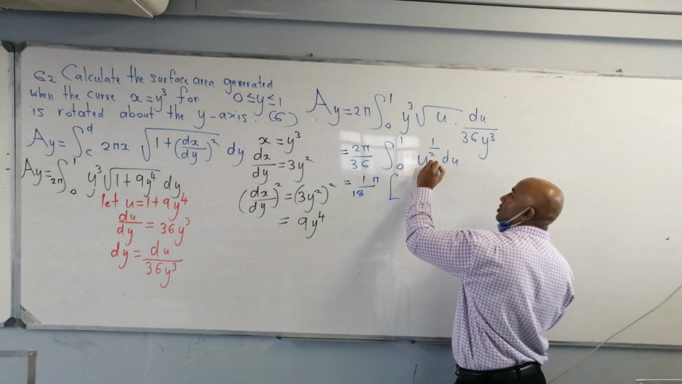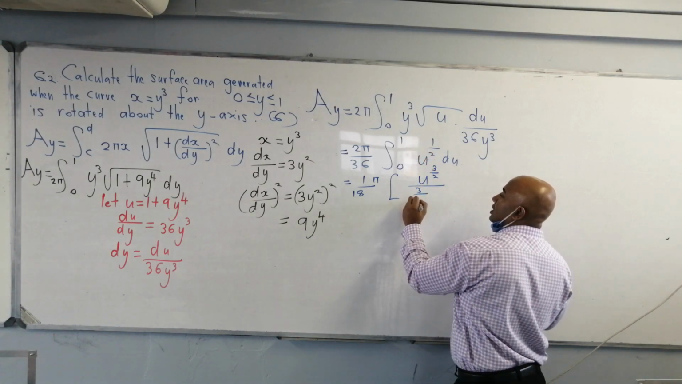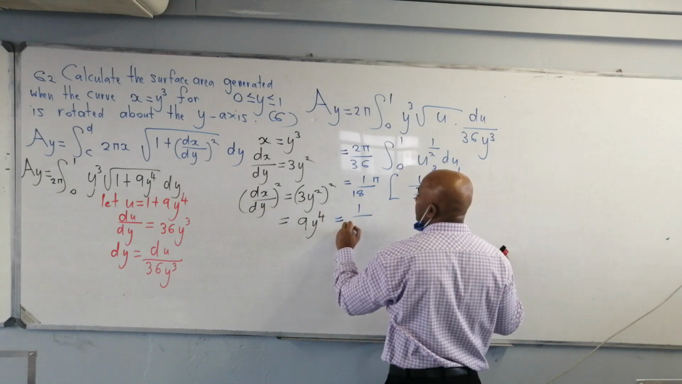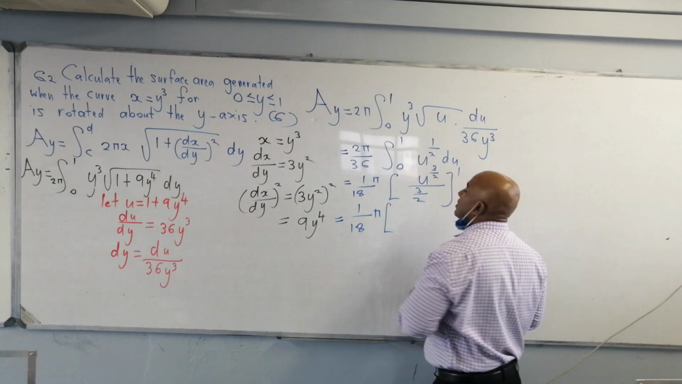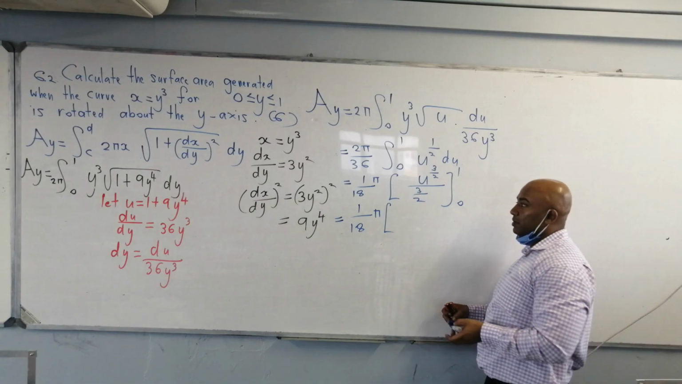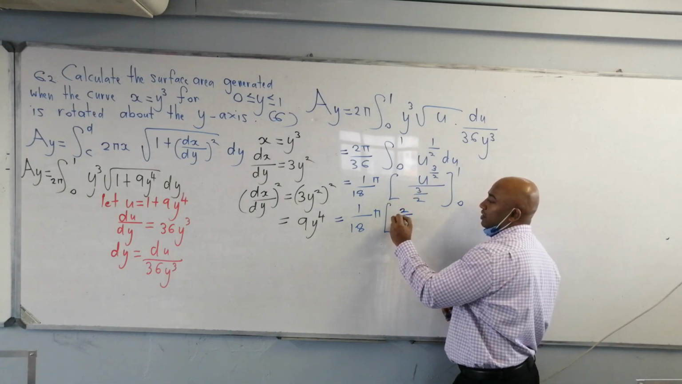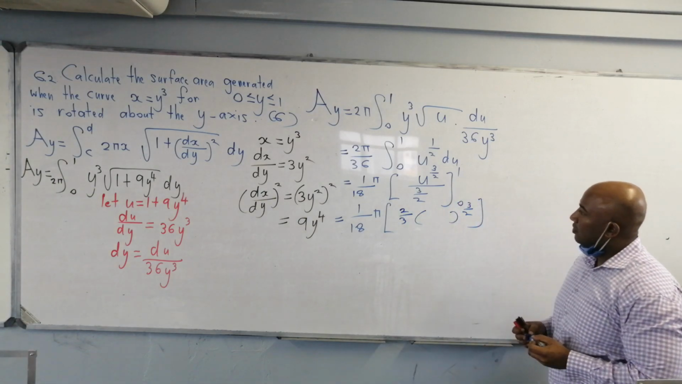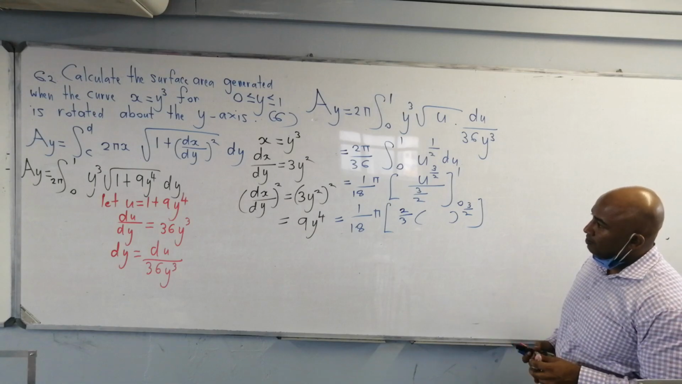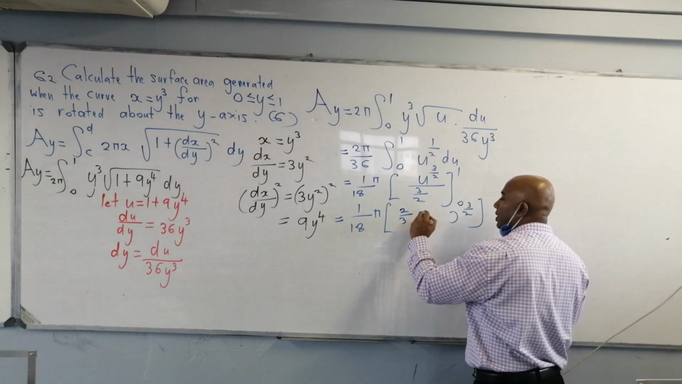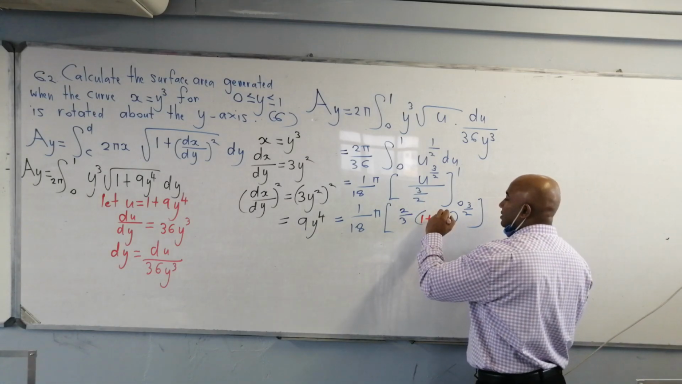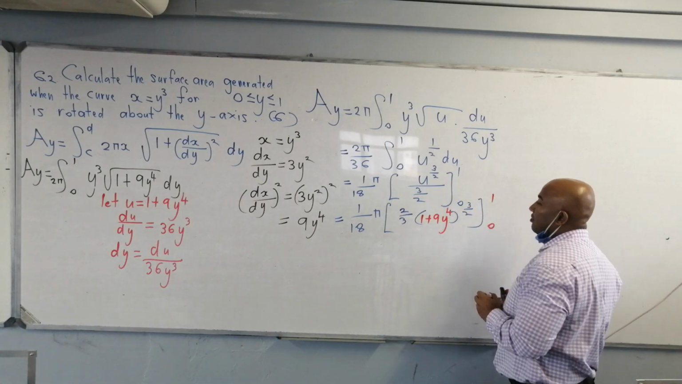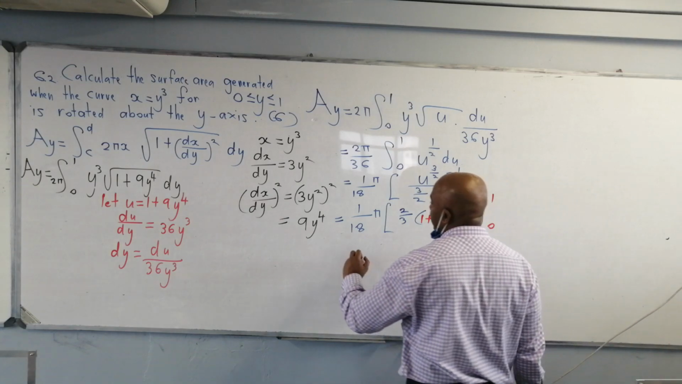Integrate this. Half plus 1 is 3 over 2, divided by 3 over 2. That's 1 and 0. Don't forget to sub. We are not changing the limits here, so we will substitute back 2 over 3, that's u to the power 3 over 2. What was u? u was 1 plus 9y to the power 4. So we are substituting for y, not for u. Be careful with that.